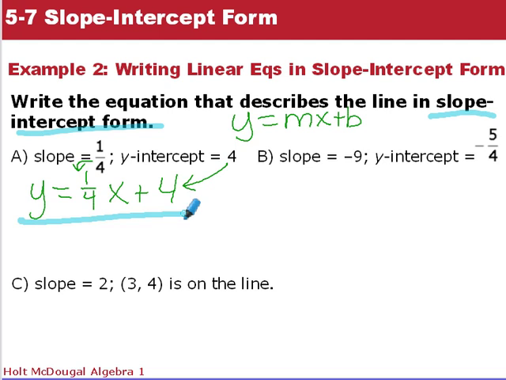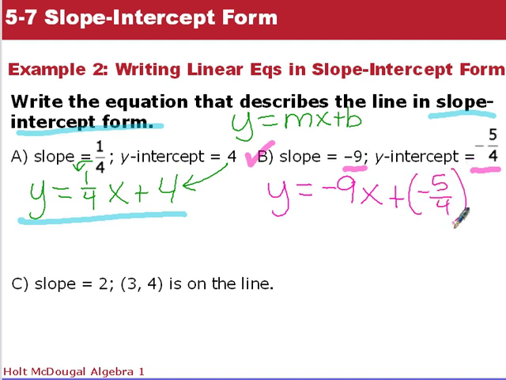Our second example, we're given a slope of -9 and a y-intercept of -5/4. So again, we just plug those values in. y equals, our slope is -9, x plus our y-intercept, which is -5/4. And that becomes our equation for the line.